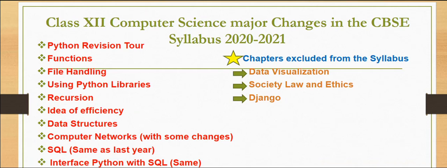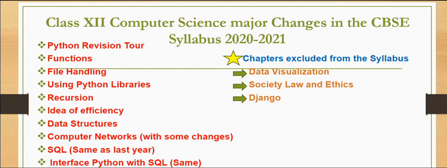Students, let's see the major changes in the syllabus of class 12th computer science. First chapter, I have already told you, it's a Python revision tour, revision of class 11th. Then second chapter, functions, then file handling, using Python libraries, recursion, idea of efficiency, data structures. Then computer networks. So there are some changes, the topics have been removed and some have been added. Then SQL, it is almost same as last year. Okay, so SQL is same as last year.